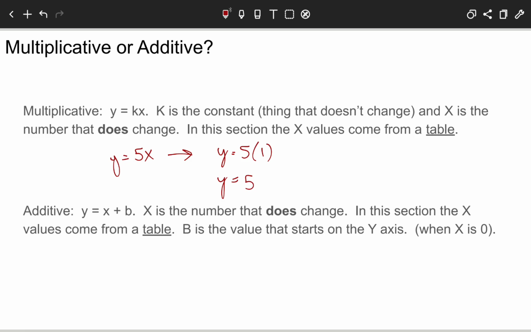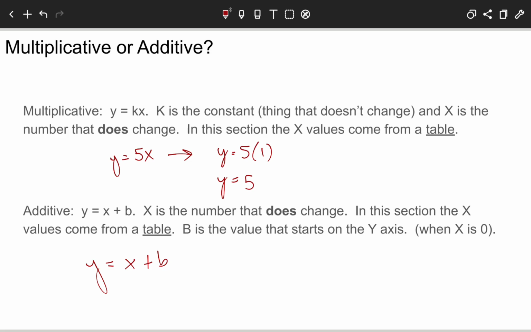The difference between a multiplicative and additive is instead of multiplicative being multiplied, you have additive, which can also manifest itself as being subtraction. So y equals x plus b. X is still the number that changes. Y is still going to change depending on what x is. But b is the value that starts on the y-axis when x is going to be 0.